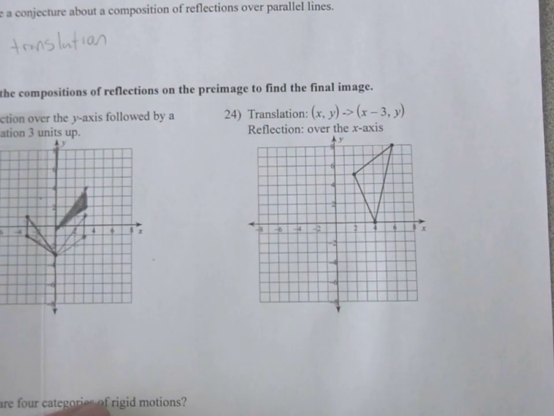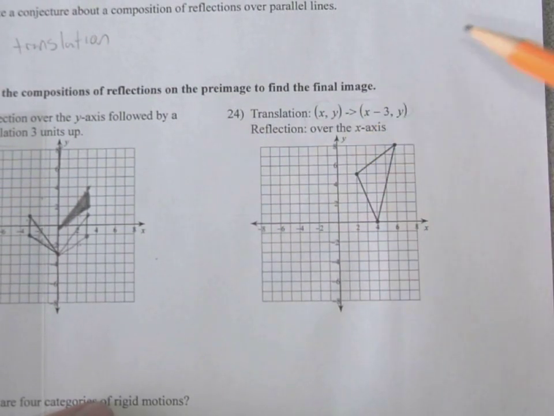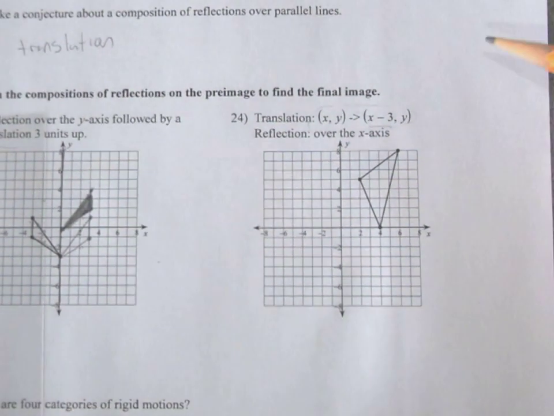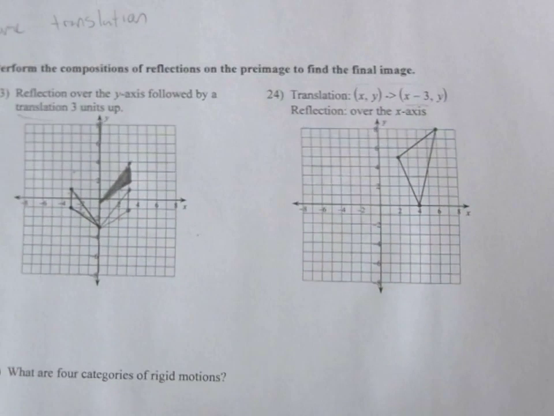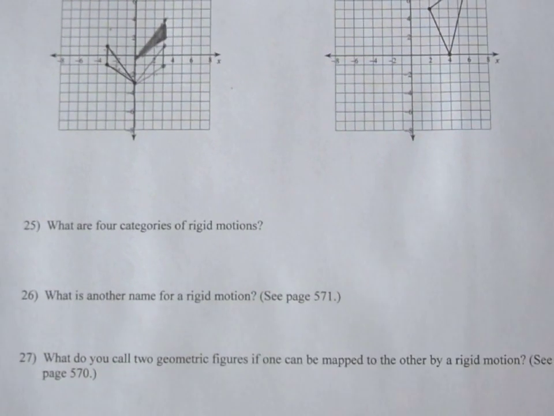Okay, so you're going to do 24. You can do it. You're going to translate first, and then you're going to reflect. This one has a rule, so you're going to have to remember what that means. And then you're going to reflect over the x-axis. And then you've got these questions here, which, if you were listening to the explanation I just did in 23, should be pretty easy to get.